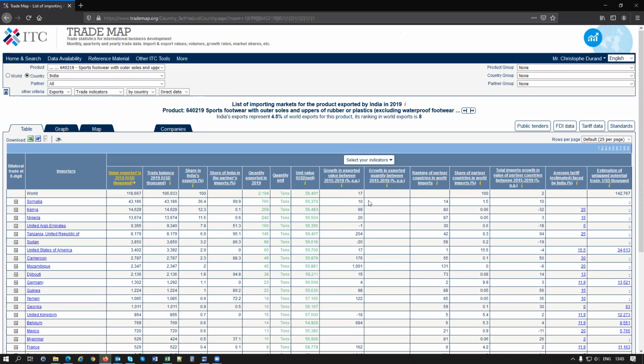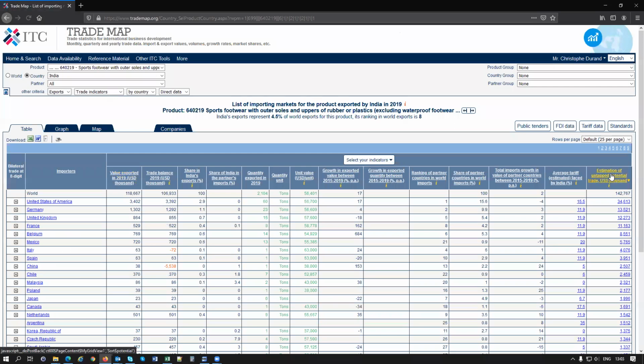And so I have plenty of other things that we could talk about, but one of the main ones is the estimation of the untapped potential trade. So that's basically a fancy word to say how much you could potentially sell to those markets. So one thing you could do is actually to sort by the untapped potential trade.